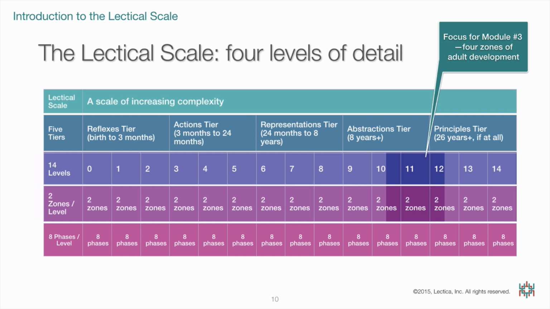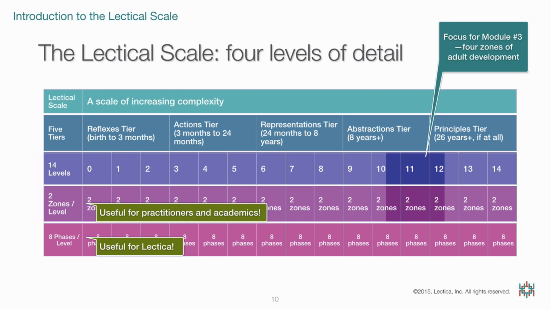Just to provide you with a little more reassurance, the 8 phases per level is really only useful for Lectica, since we're trying to understand human growth through a magnifying glass. There's absolutely no need for you to get to this level of understanding whatsoever. But if you feel as if you must, you may think about becoming one of us. The zones, however, are very useful for practitioners and academics, and the 4 zones of adult development we'll be focused on capture over 99% of the whole adult population.